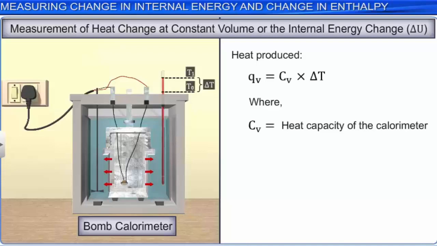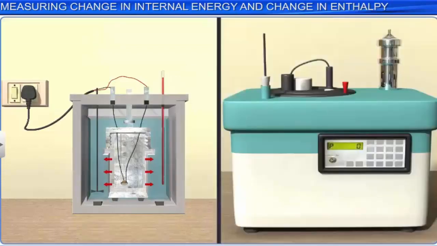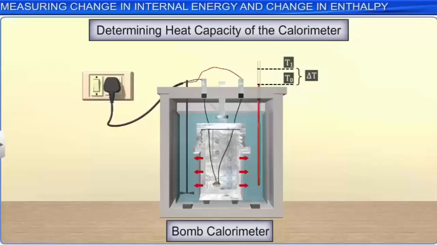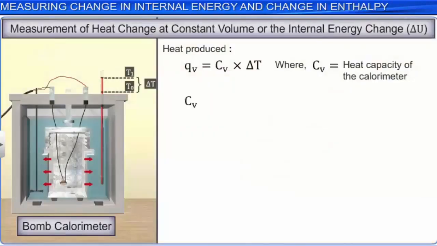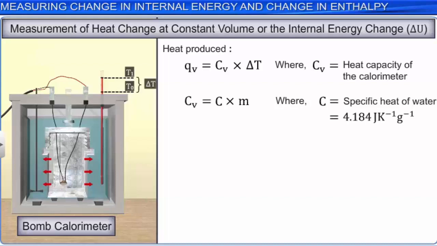Each bomb calorimeter differs from all others in its ability to absorb or release heat. The heat capacity of each bomb calorimeter is determined experimentally. Heat capacity of the calorimeter is determined separately by igniting a known amount of a substance, whose heat of combustion is already known, in the same calorimeter. And CV = C × M, where C is the specific heat of water and is equal to 4.184 joules per Kelvin per gram, and M is the mass of water.